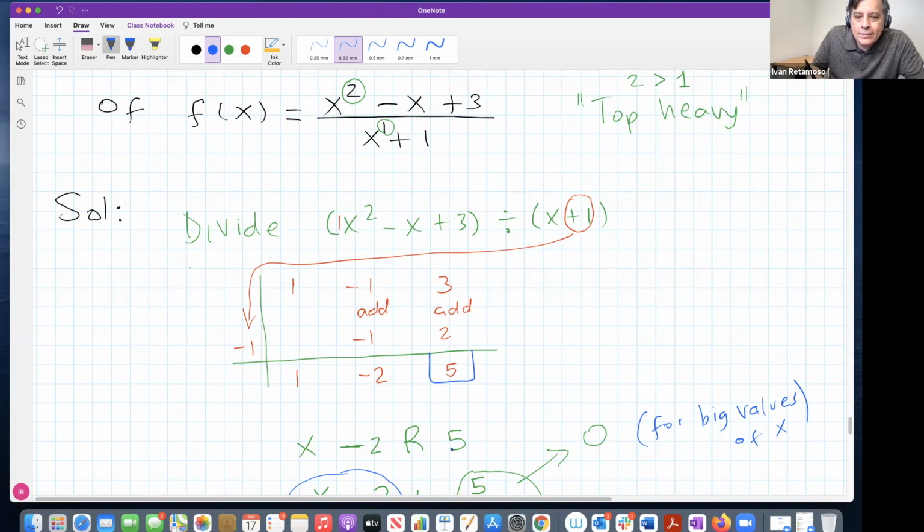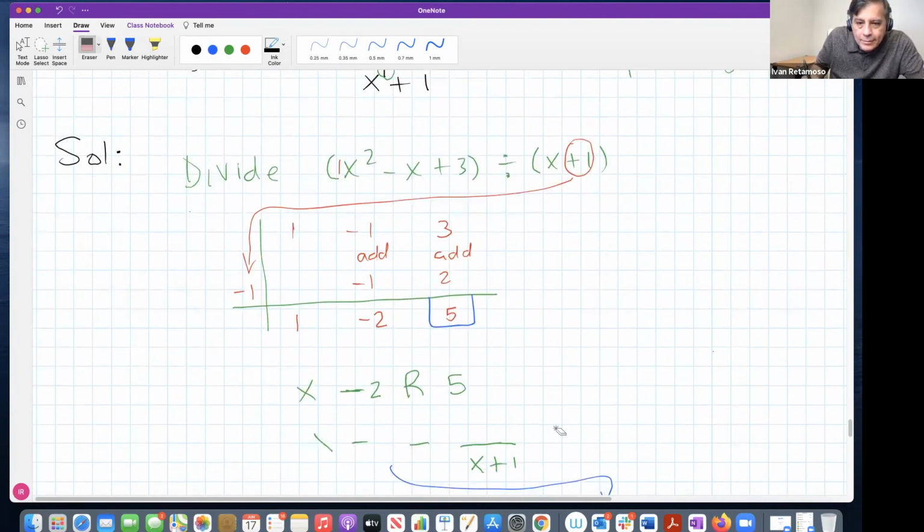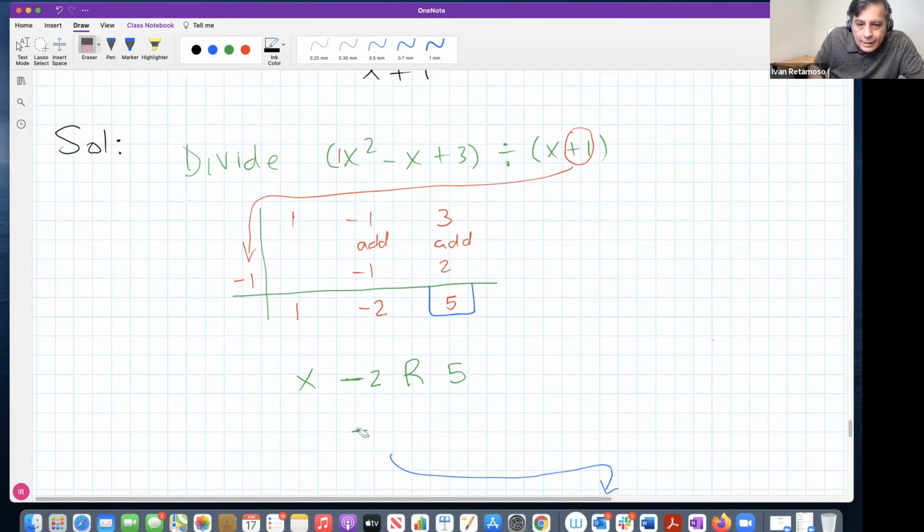But now this written in the other form. Remember this other form to write this, right? Let me just explain this from scratch so you can understand this part. Yeah, so this guy can be written as x minus 2, the quotient, plus, remember, the proper fraction.